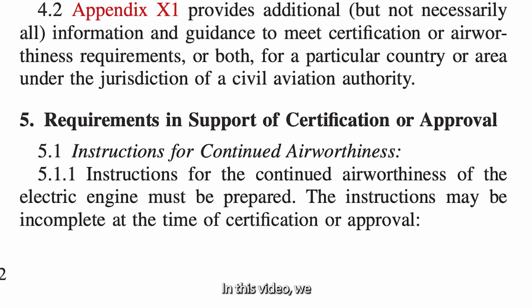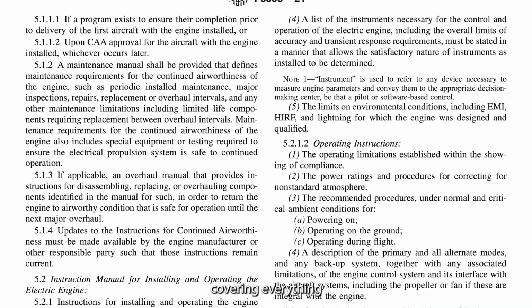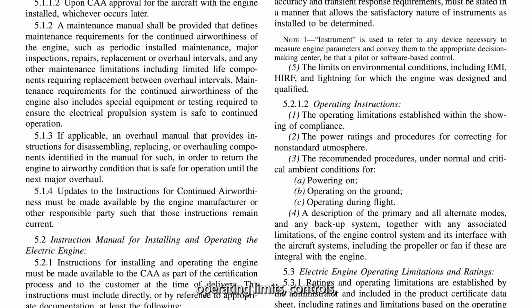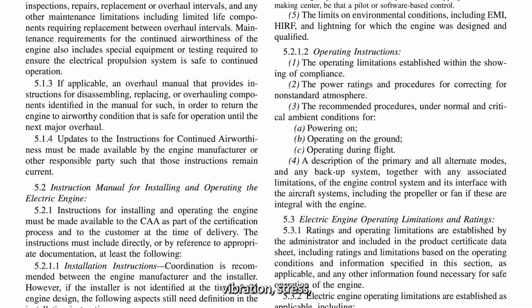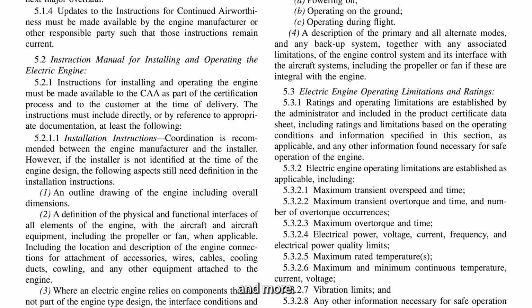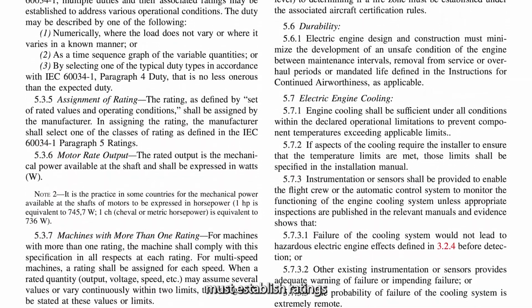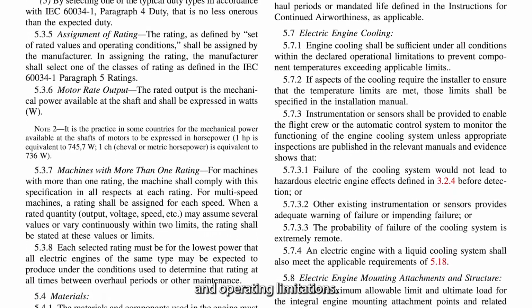In this video, we will discuss Section 5 of the ASTM F3338, which covers the requirements in support of certification or approval. There are 26 different subsections covering everything from materials, operating limits, controls, vibration, stress, cooling, propeller tests, and more. As part of the certification requirements, the administrator must establish ratings and operating limitations.